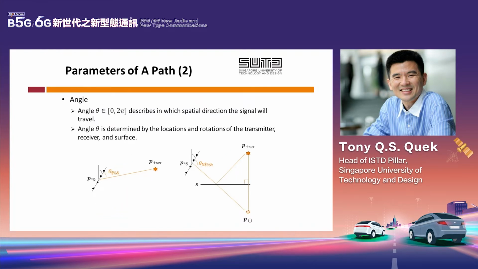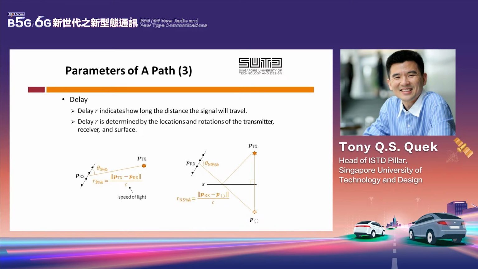So the next parameter is this angle theta. Angle theta from 0 to 2 pi describes the spatial direction that the signal will travel through, right? It comes from which direction? So base station. So this is my angle of my line of sight. Angle likewise is determined by location, where we are located on transmitter and receiver. So now you have a base station, you have the user, this is my virtual anchor, you have a single reflection. So this is my non-line of sight angle.